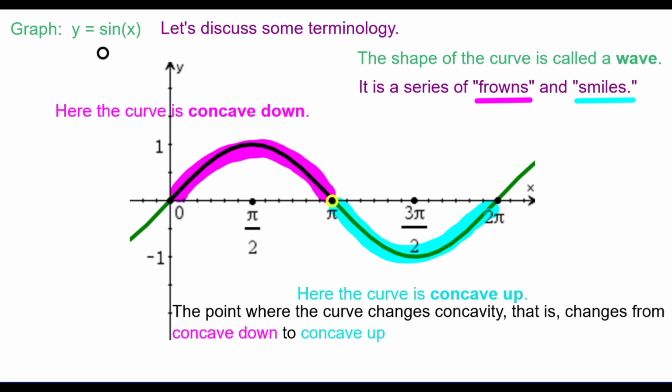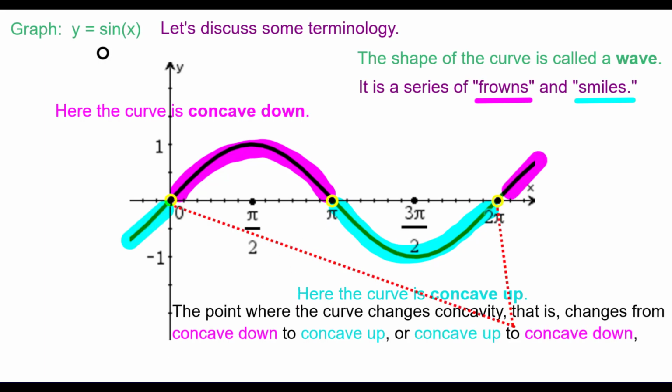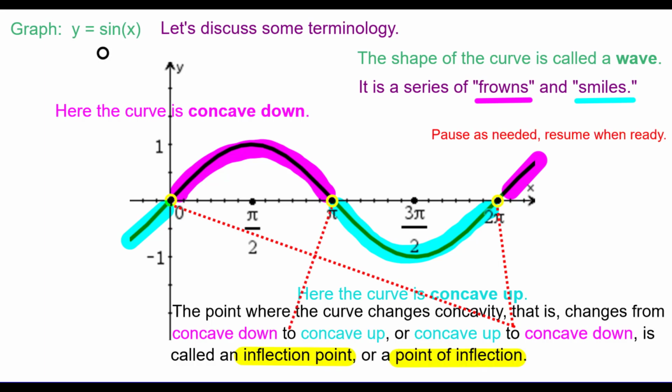The point where the curve changes concavity, that is, changes from concave down to concave up, that is a frown to a smile, that point, and also the point where the curve changes from concave up to concave down, is called an inflection point, or they're called points of inflection. So when it changes concavity, those are key points called points of inflection or inflection points. Press pause as needed. Resume when you're ready.